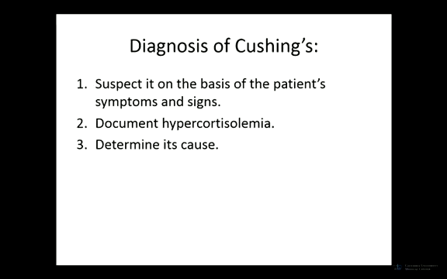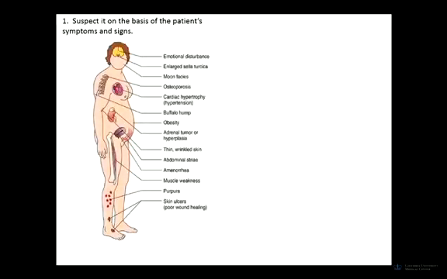The first is suspecting it on the basis of the patient's symptoms and signs. This is a cartoon of a patient with Cushing's. As you can see, you have emotional disturbance. If you have Cushing's from a pituitary source, you have an enlarged sella turcica. You could have a moon facies. You can have osteoporosis because you're secreting steroids, which uncouple bone, so you have more resorption than building. You can get cardiac hypertrophy and hypertension. You can get a buffalo hump, abdominal obesity, and if the Cushing's is from the adrenal gland, you can get an adrenal tumor. You can see skin findings as well, and skin ulcers.